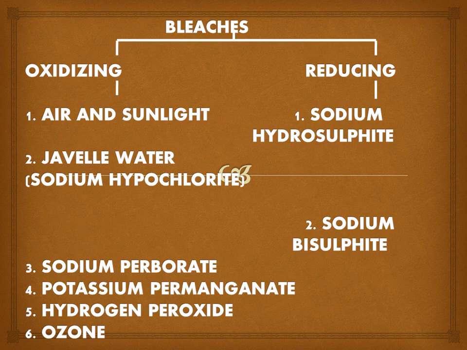Air and sunlight is the best oxidizing bleach, which is free of cost. Next comes Javel water, sodium perborate, potassium permanganate, hydrogen peroxide and ozone. The reducing bleaches are sodium hydrosulfite and sodium bisulfite.